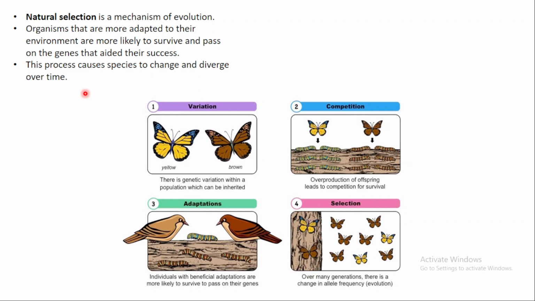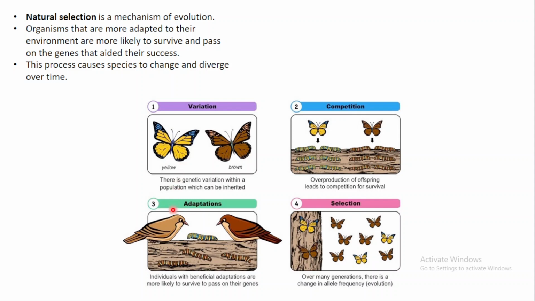Alterations in development can cause variation which brings on natural selection. So here is an example of two butterflies, yellow and brown. There is a genetic variation between them within a population which can be inherited. Now, genetic variation in the genes can be inherited. So this will produce brown progeny and this will produce yellow progeny. And here is the natural selection factor. The predatory bird which will feed on the caterpillar is the natural selection factor.